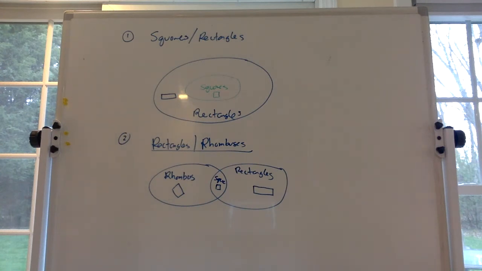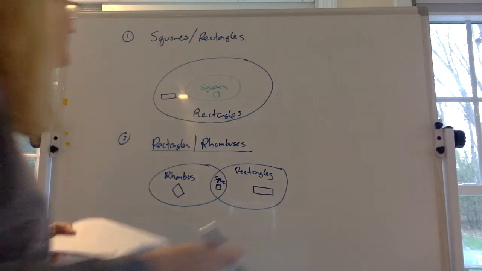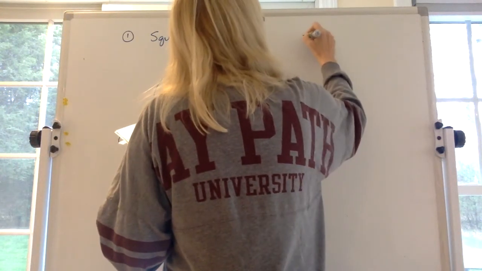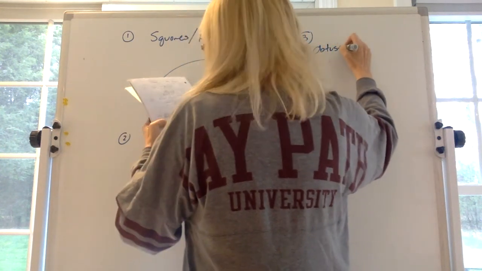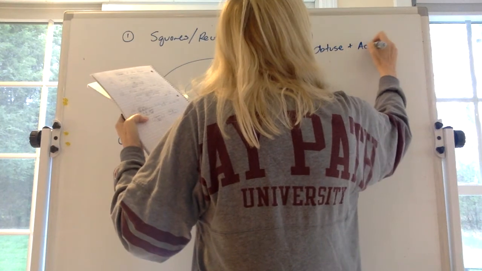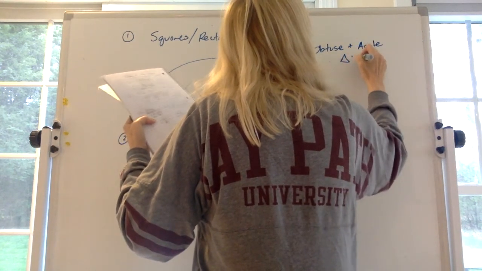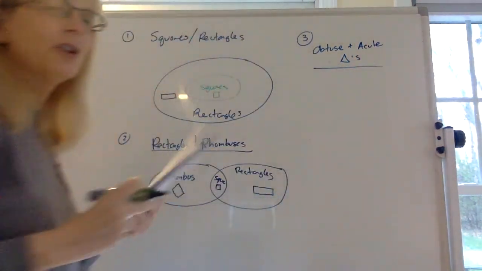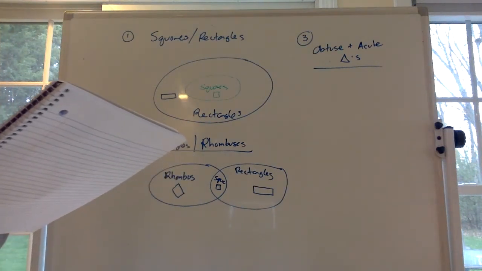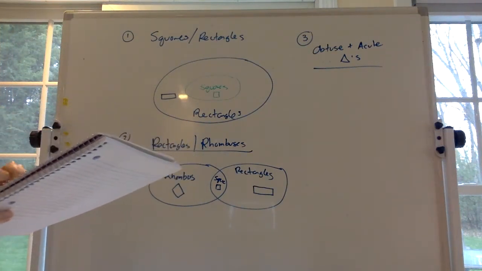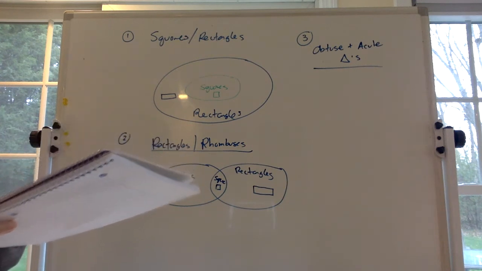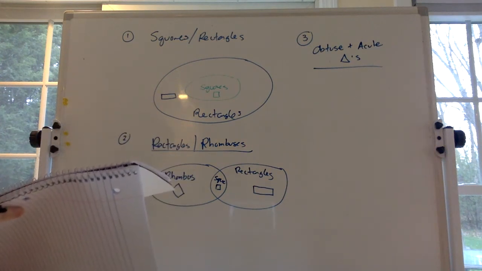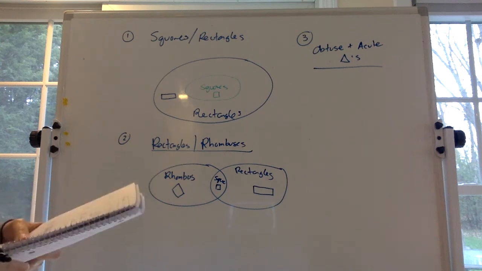So you got to think through these, and it's good to Google stuff too, because if you Google it, you'll come up with a lot of figures, and it's good to look through those. How about obtuse and acute triangles? Who remembers the definition? Let's see. An obtuse triangle, one angle has to be greater than 90. For acute triangles, all the angles have to be less than 90.